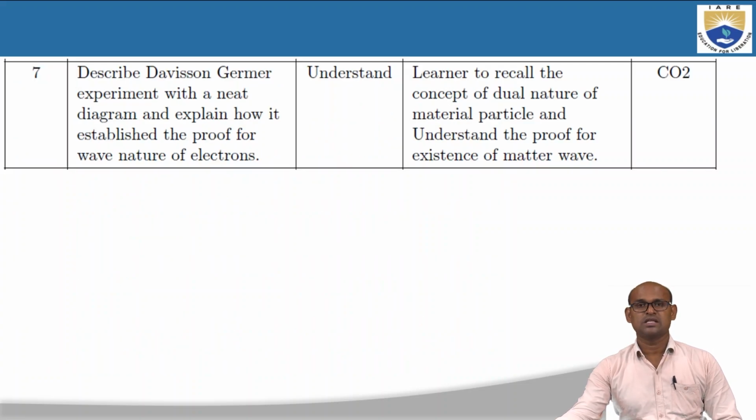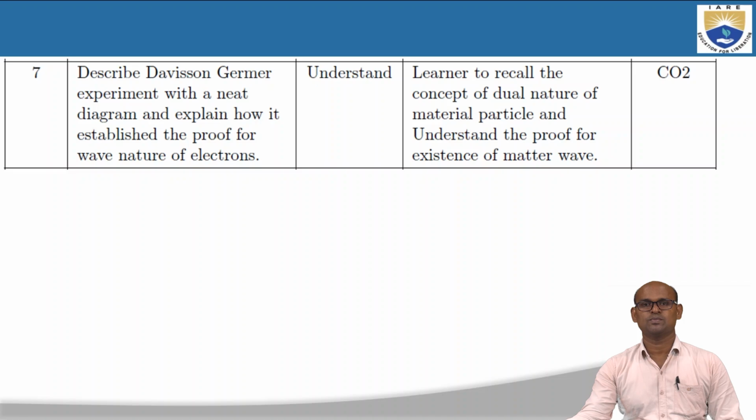So next question, describe the Davisson and Germer experiment with a neat diagram and explain how it established the proof of wave nature of electron.